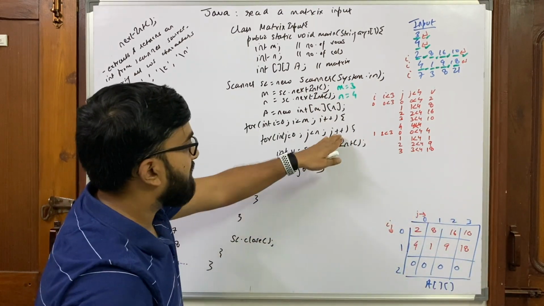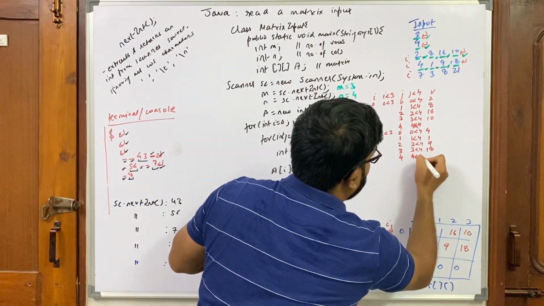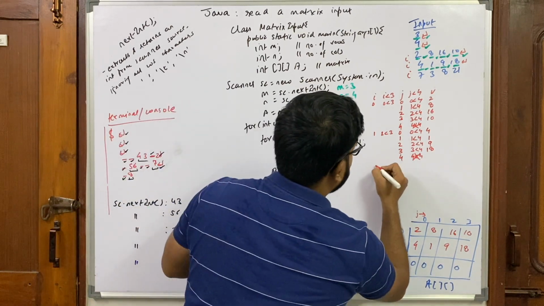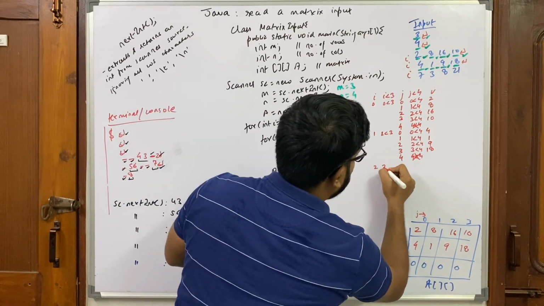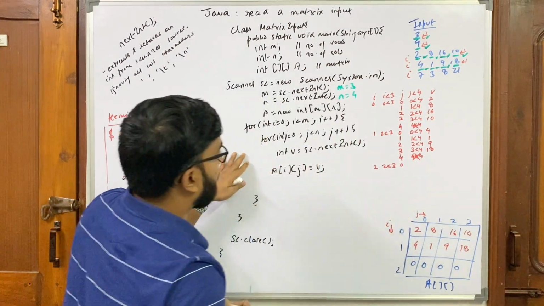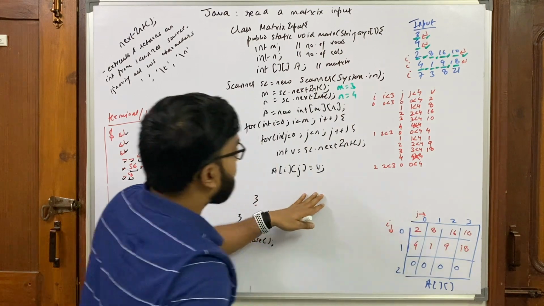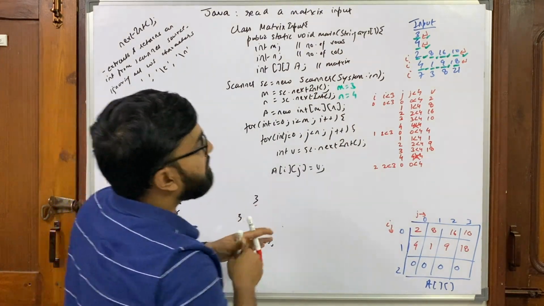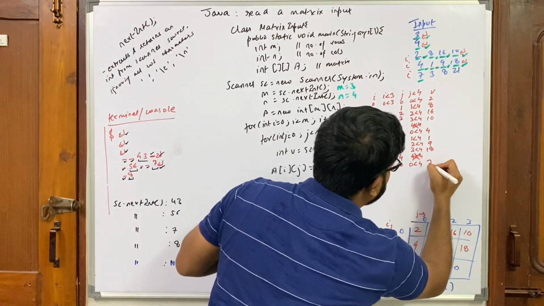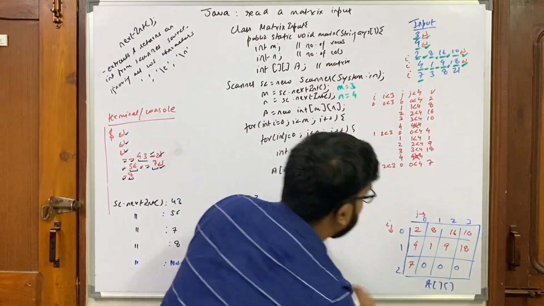You go back, j plus plus, j becomes 4, j is less than n, 4 is less than 4 is false. You come out of this loop. You increment i, i becomes 2. You check 2 is less than m, 2 is less than 3. You come back here again. j is 0, 0 is less than n, 0 is less than 4 is true. You call nextInt again. This is ignored, this is returned. 7 is returned, so v has 7. a[2][0] is 7.